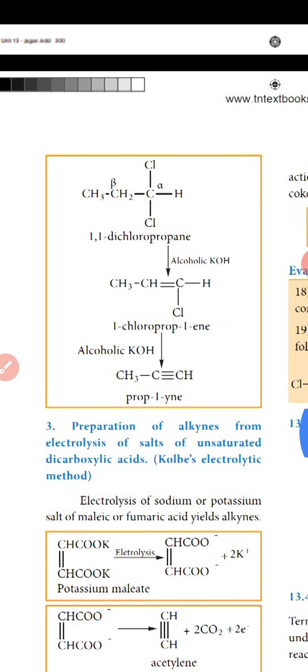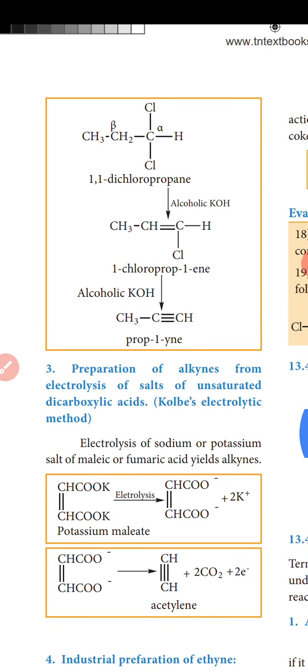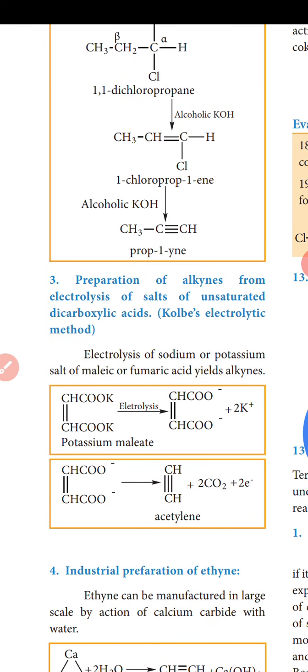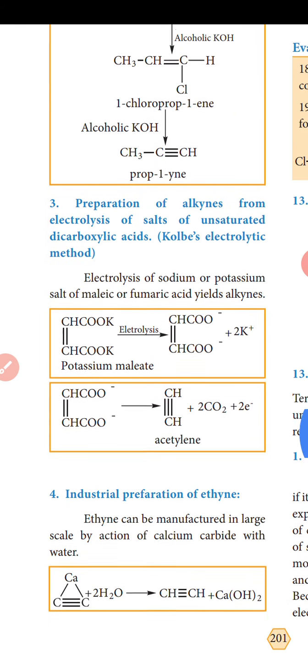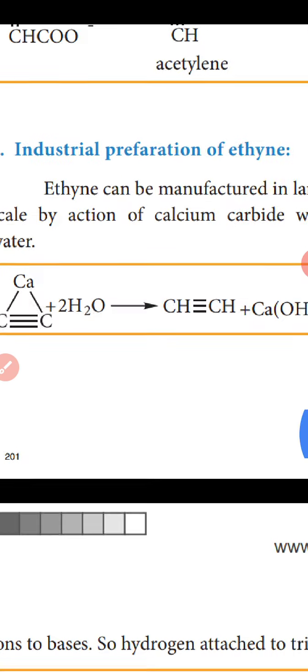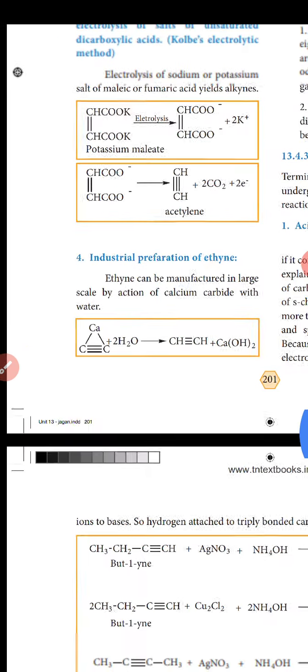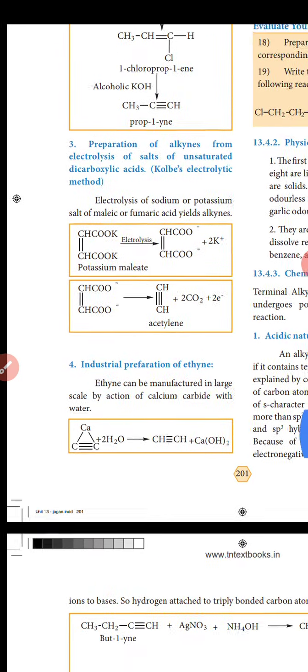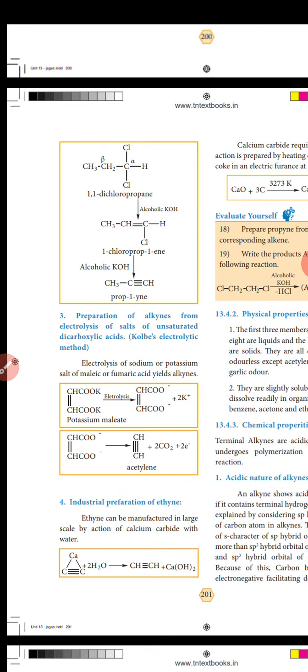The next one, industrial preparation of ethyne. Ethyne can be manufactured on a large scale by the action of calcium carbide with water. The calcium carbide required for this reaction is prepared by heating quick lime and coke in an electric furnace at 3273 Kelvin. Calcium oxide reacts with carbon to give calcium carbide plus carbon monoxide.